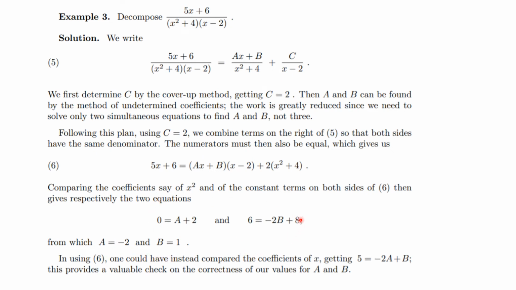And sometimes this is a little bit harder to solve than here. Now, in using this approach, we could have instead compared the coefficients of x. That gives us a different equation if we were expanding that. And we say, oh, 5 is the coefficient of x, and we get that. And that's a valuable check on the correctness of our values for A and B.